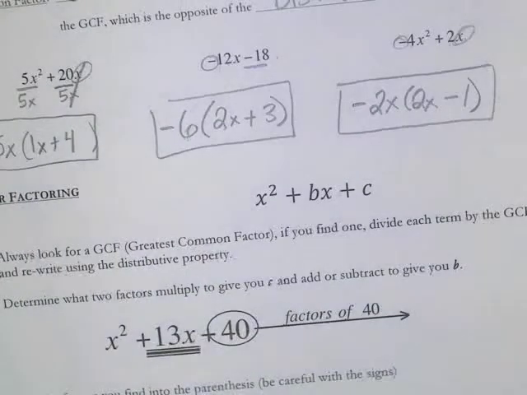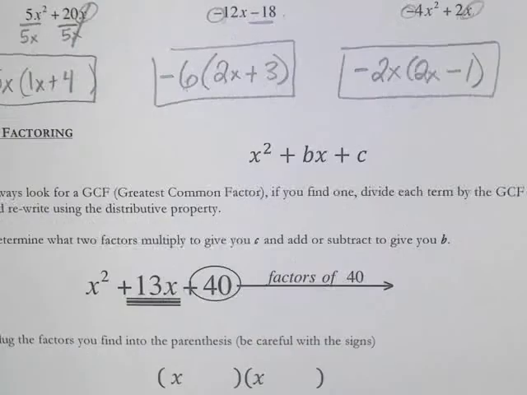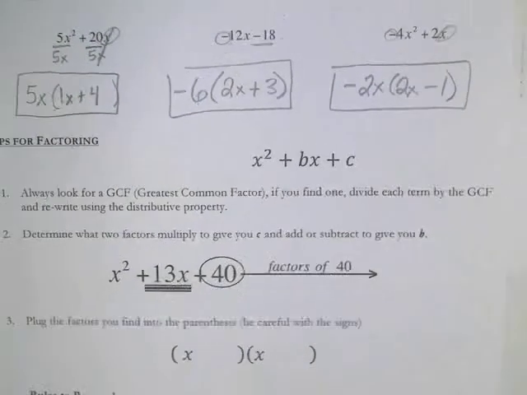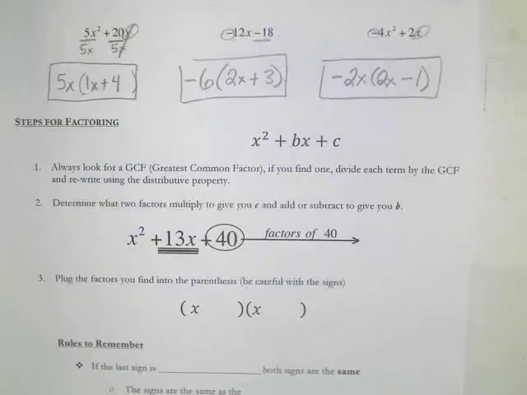Now what we're going to be doing is we're going to be factoring trinomials, things when we have an x squared and then an x and a constant, a c. So let me zoom out so you can see these steps. Step 1 is to always look for the greatest common factor, and if you find that, take it out. The reason we want to take it out is because it makes our numbers smaller, and it's always easier to work with smaller numbers. Okay?